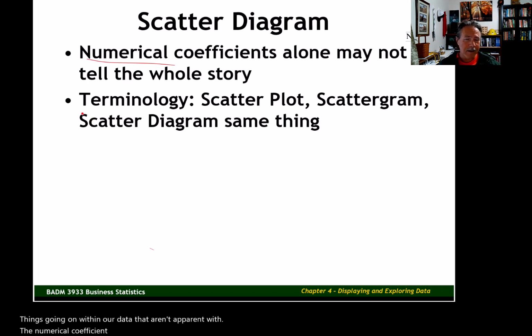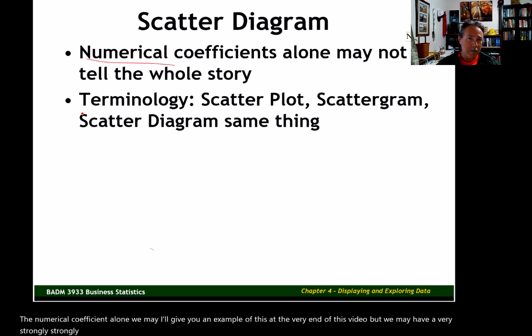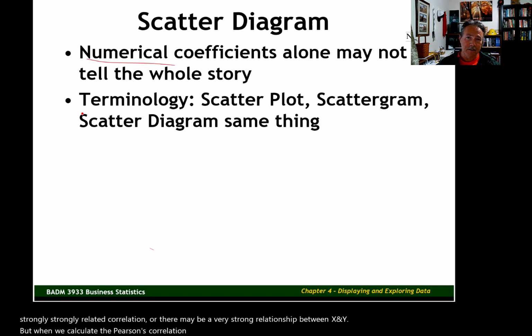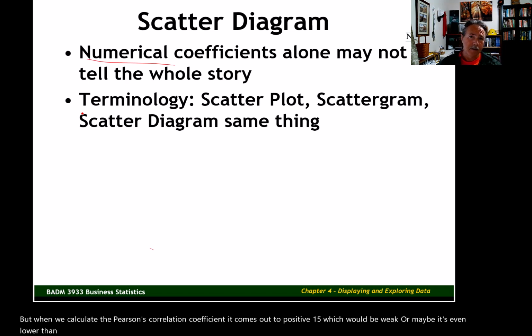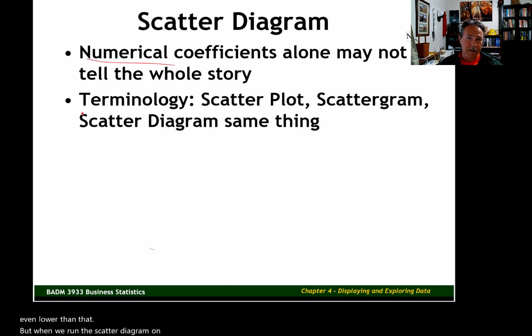I'll give you an example of this at the very end of this video, but we may have a very strong relationship between X and Y, but when we calculate the Pearson's correlation coefficient, it comes out to a positive 0.15, which would be weak. Or maybe it's even lower than that. But when we run the scatter diagram on those data, we say, oh yeah, there is a relationship.